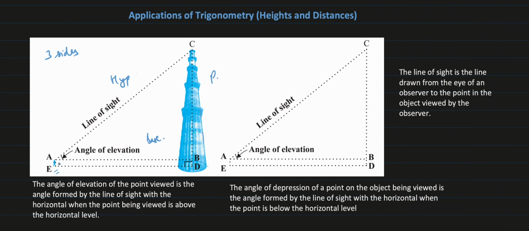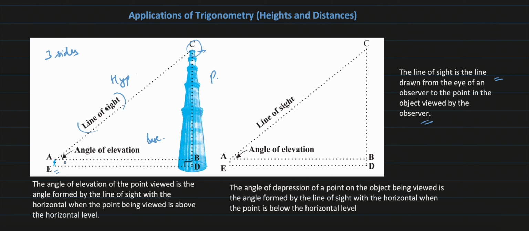Now here this person is standing and this person is looking at the top of this Qutub Minar from his eyes. So the line which is from his eyes to the top of this tower is called the line of sight. He's looking over here. So the line of sight is the line that is drawn from the eye of an observer to the point in the object viewed by the observer. So he's looking at the top, so we have drawn a line that's called line of sight.